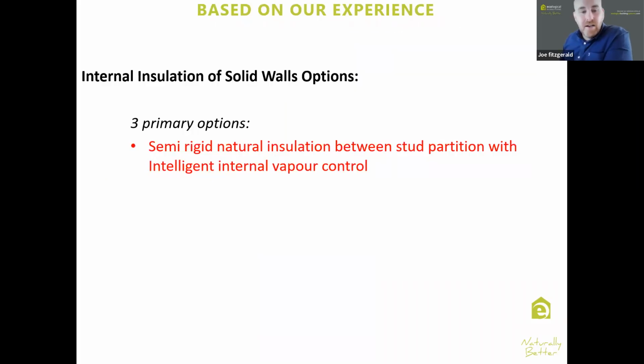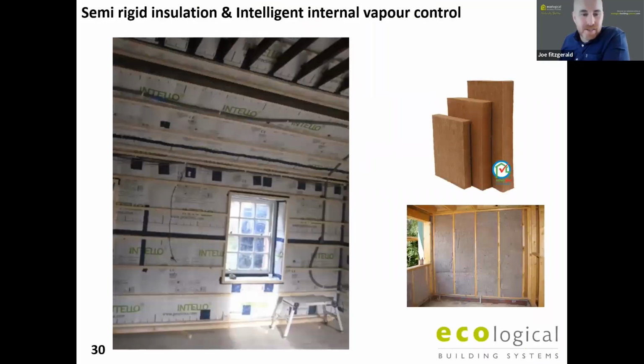So there are really 3 primary options available for IWI. You'd be familiar with all of these kinds of strategies. And it's not just these products that I'll talk about. There are loads out there, but generally you can apply them in 3 different ways. There are that in the red there, and I'm going to give everyone a copy of this presentation as well, but in the red there, that's just a fancy way of saying stud dry lining, okay? So semi-rigid natural insulation pressed between stud partitions and using an intelligent vapor control air internally. That's basically what it looks like.